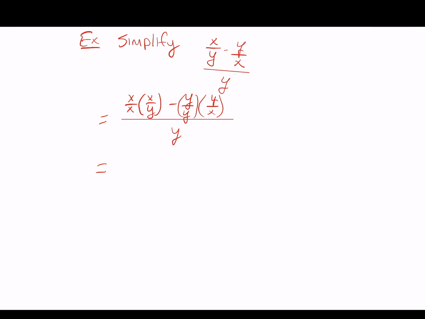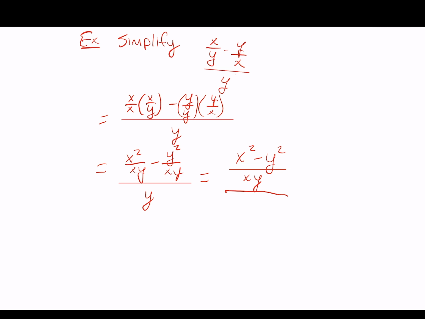So this equals x squared over xy minus y squared over xy, all over y, which is equal to x squared minus y squared all over xy. So we've simplified that part. And then we need to do the same thing with our denominator. Well, that's just y over 1.